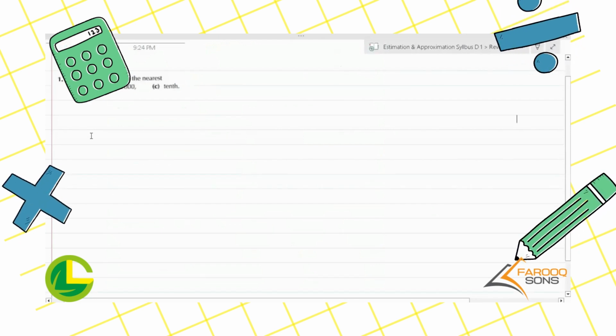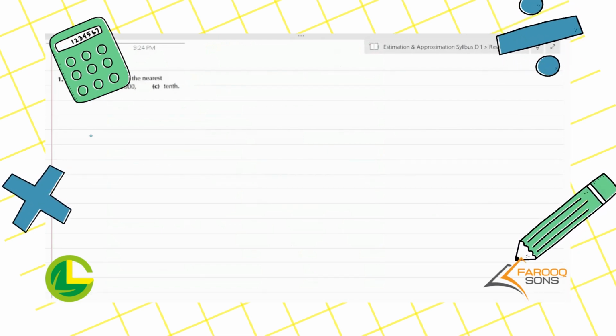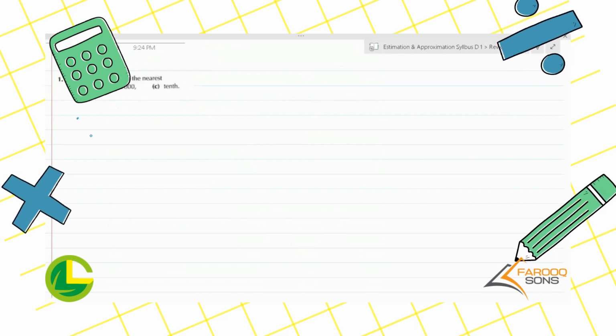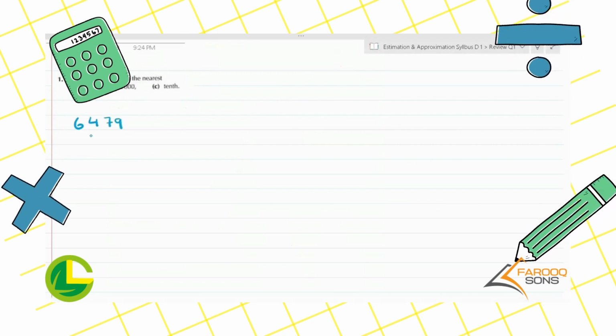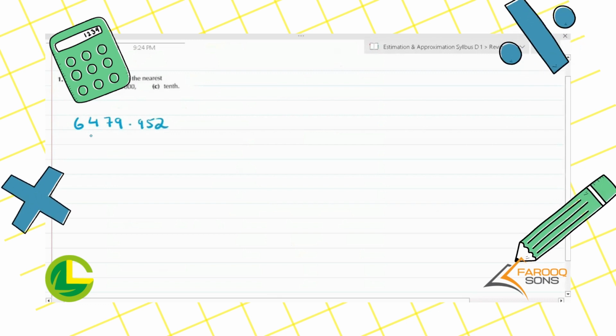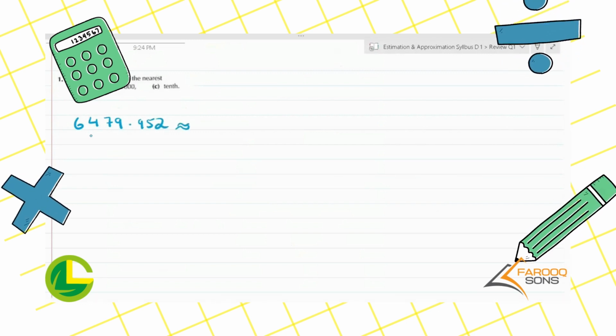Alright, so this is question number 1 of the review exercise, where it says round off 6479.952 to the nearest hundreds. So let's write down the number. The number is 6479.952 and we are rounding off to the nearest hundreds. Hundreds means units, tens and hundreds. So this is the digit that I'm rounding off to.